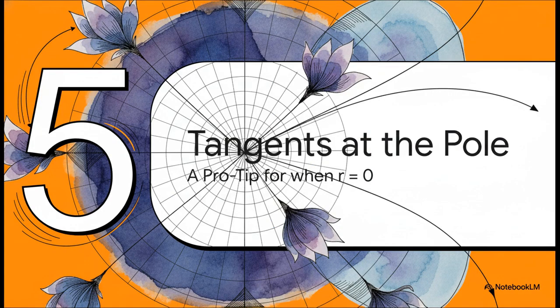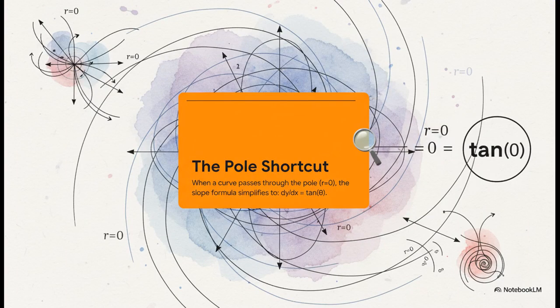Okay, after all that work with the product rule and solving equations, I've got a treat for you. A fantastic shortcut for a really common situation, finding the tangent line right at the origin, or what we call the pole. And this is just a beautiful example of how math can simplify. Think about it. If the curve is at the pole, that means r is 0. Now look back at that monster formula we had. If you plug in r equals 0 everywhere, the whole thing just collapses down to sine theta over cosine theta. And what's that? It's just tangent of theta.